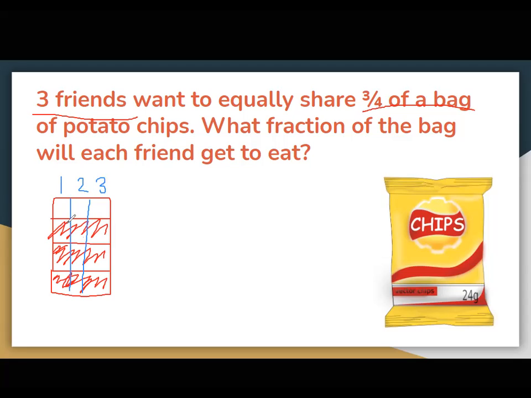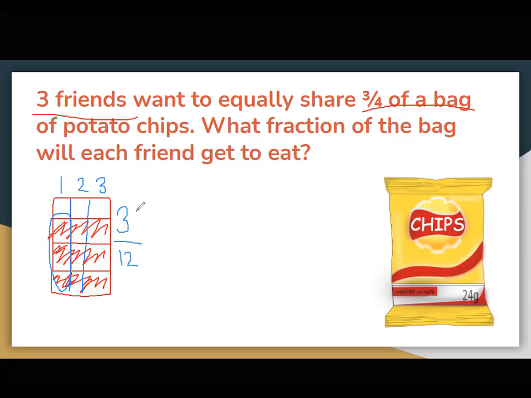So if we look to see how much each one will get, we've got to figure out what this represents. Well, I see that there are 3 pieces shaded. And how many pieces are in the whole? So there's 4, 8, 12. So that would equal 3/12 for each friend.